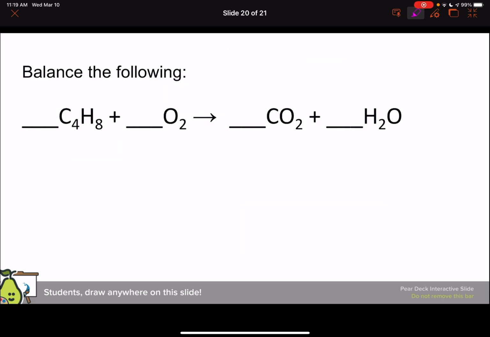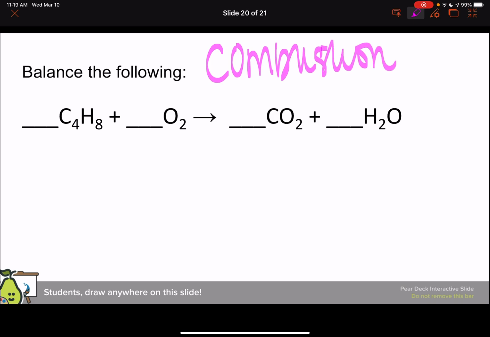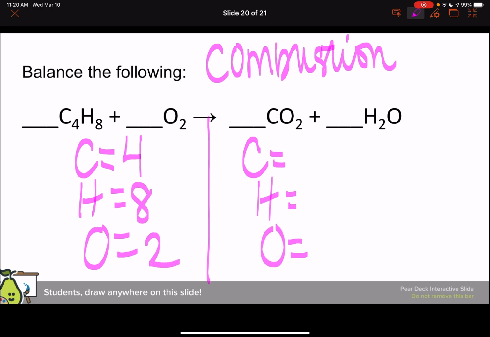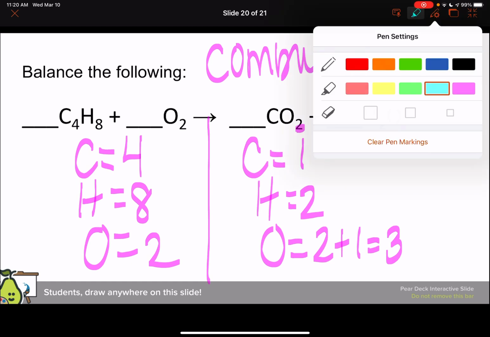Okay, our final one. This is a combustion reaction, and I know this because of my same 2 products of CO2 and H2O. Draw my line down. I have C, I have H, and I have O. I have C, I have H, and I have O. So I have 4, 8, and 2. I have 1, 2, and then 2 plus 1 gives me 3 because it's in 2 different spots. So always start at the top.